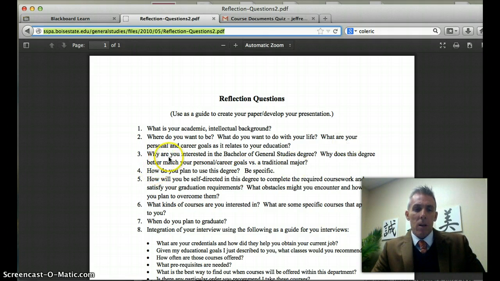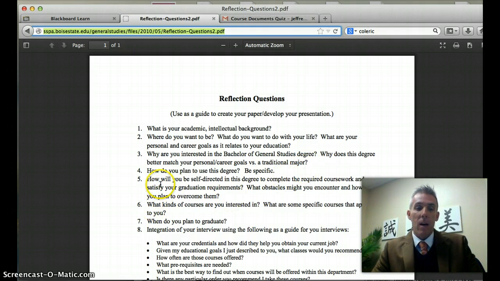Number 3, why are you interested in the Bachelor of General Studies degree? This is a present question. Why does this degree better match your personal career goals versus a traditional major? Clearly that falls into the same tense of dealing with the present. How do you plan to use this degree? And be specific. That is something that is included in the future, right?